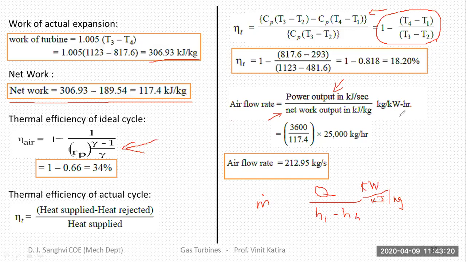Here your 25 megawatt hour is generated. So 25,000 into 3600 divided by the net work output that you have found out, 117.4 kilojoule per kg. So the resultant unit that you get is kg per second. Okay, so we had megawatt hour, the unit was there. Okay. I think there's less than 1 minute remaining.